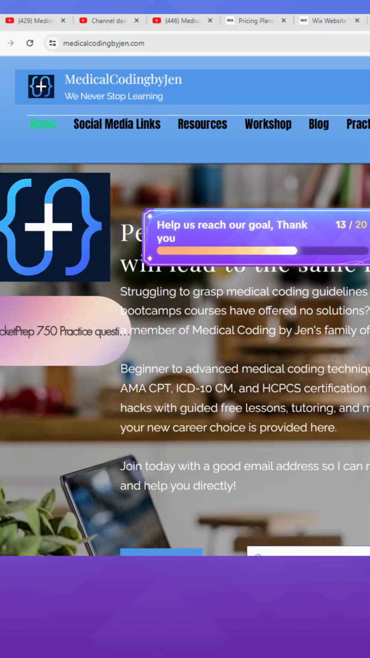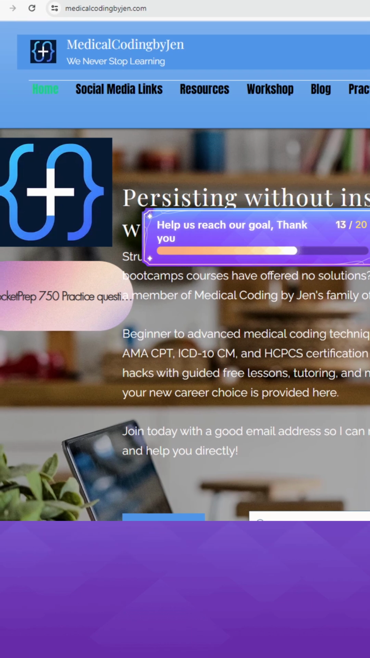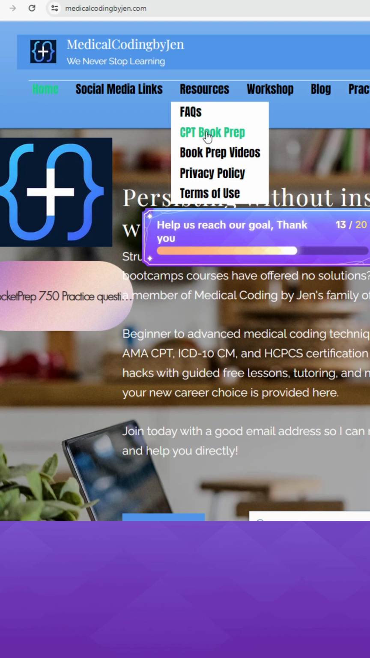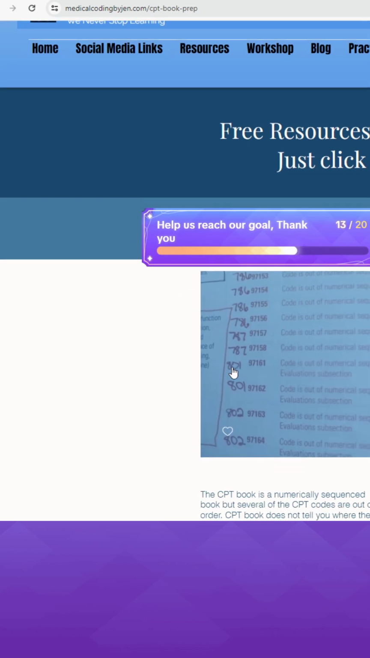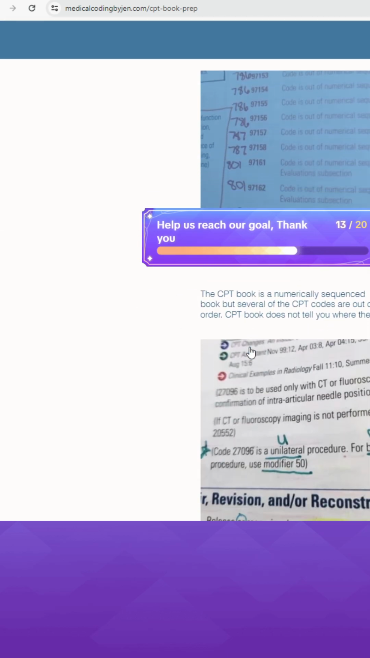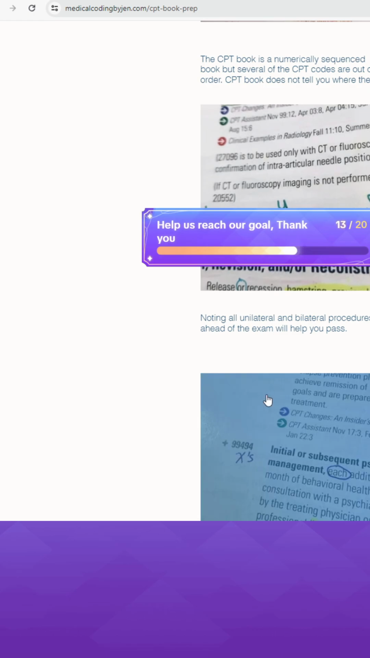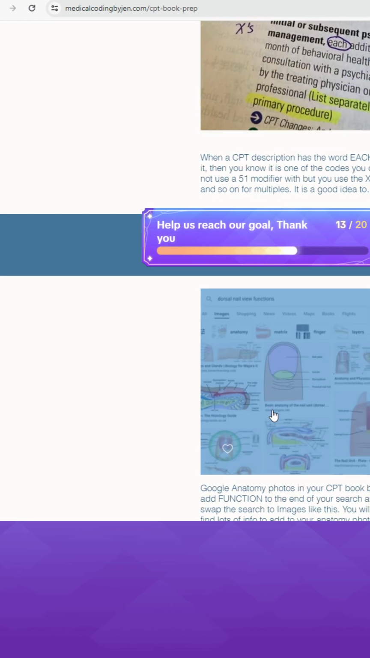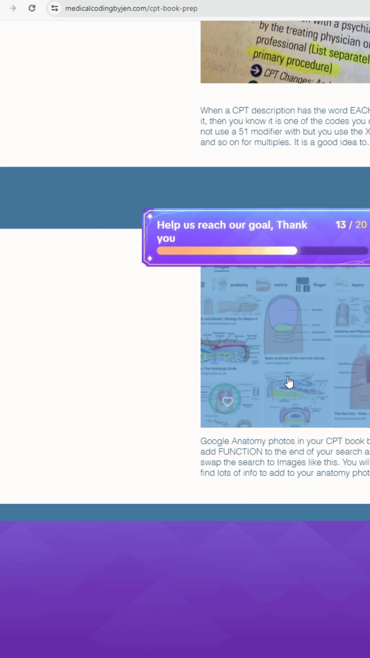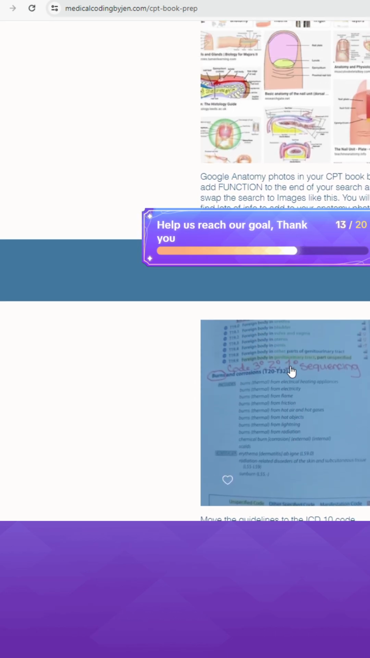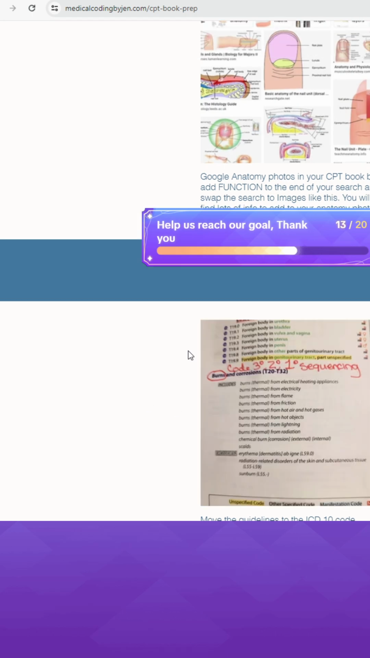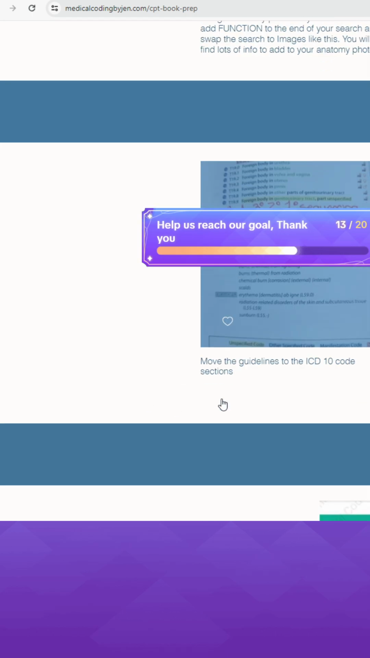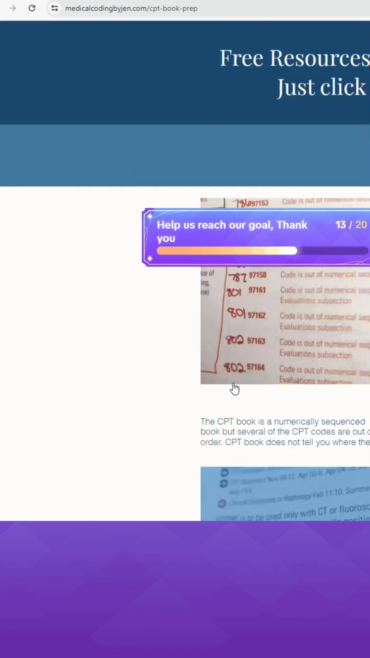There's my website. It's medicalcodingbyjen.com. Super easy. Go to the resources tab, go to the CPT book prep page, and for completely free, I got 8 pictures here. You're going to click on the picture and it'll tell you the instructions on what to do. For all the anatomy pictures, it's going to tell you what to do. And then once you finish your CPT book prep, you can purchase the ICD-10 book, and then I have how you prep it too here. So super helpful. It's just this one page. It'll tell you what to do.